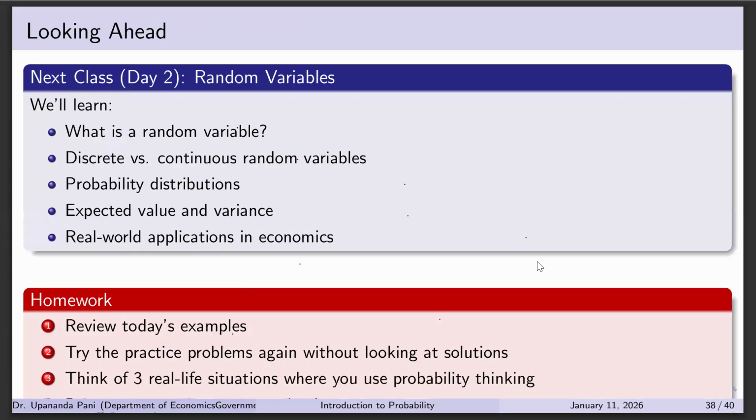So what will be the next class? The next class will be on random variables. We learn what a random variable is, discrete versus continuous random variables, probability distribution, expected value and variance, and real-world applications in economics. So what is the homework for today? Review today's examples. Try the practice problems again without looking at the solution. Think of 3 real life situations where you use probability thinking.